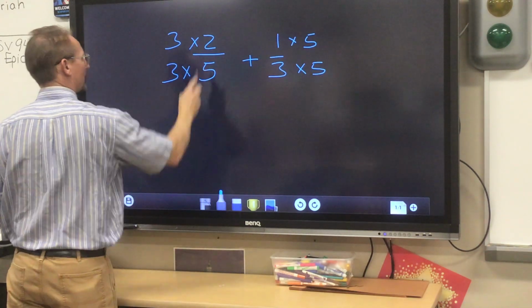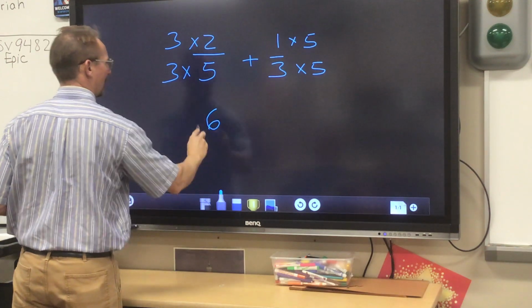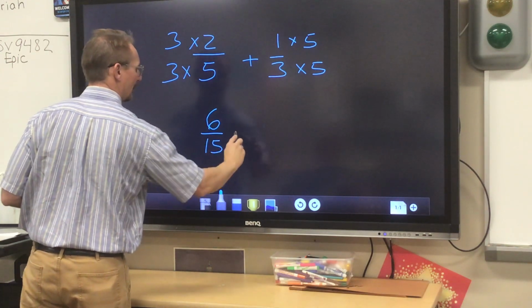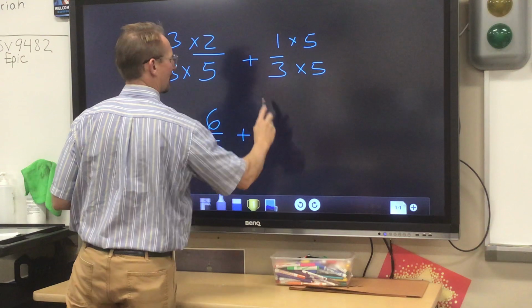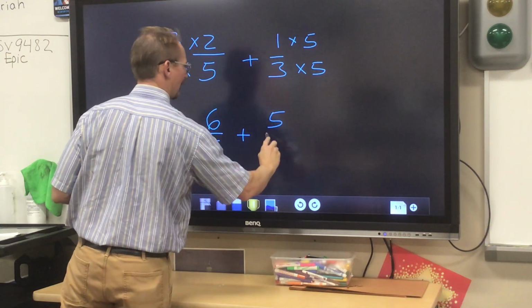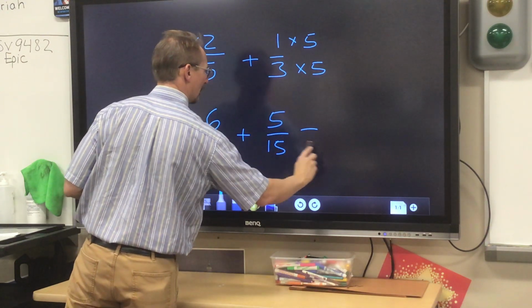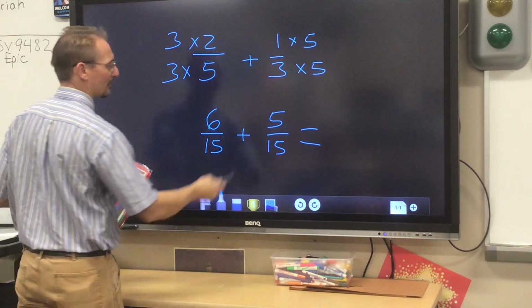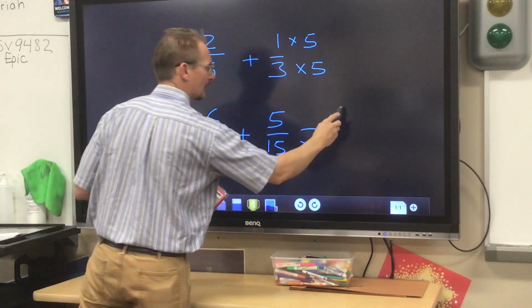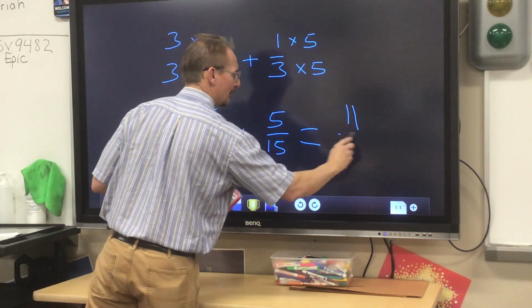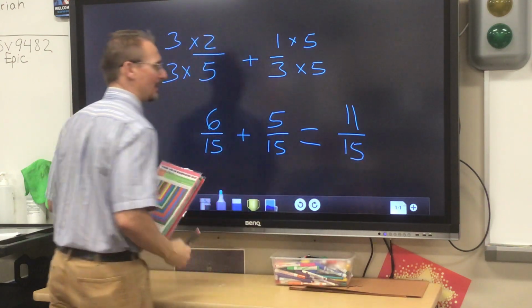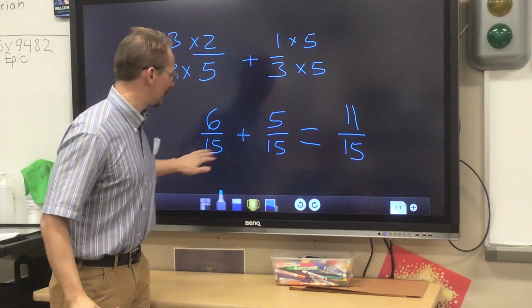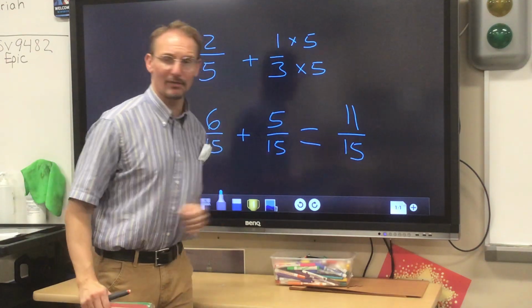3 times 2, that's going to give me 6. 3 times 5, that's going to give me 15. We'll be adding that to 1 times 5 is 5. 3 times 5 is 15. So that's 6 out of 15 parts plus 5 out of 15 parts. 6 and 5, that's 11 out of 15 parts. Again, when you're adding and subtracting, once you get the bottoms the same, they stay the same.